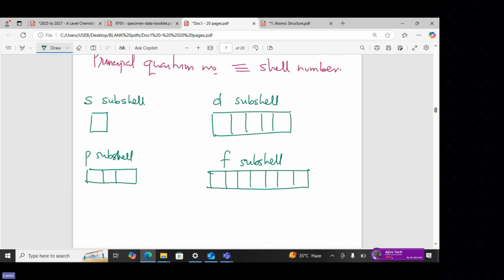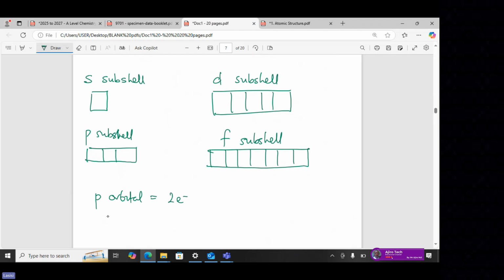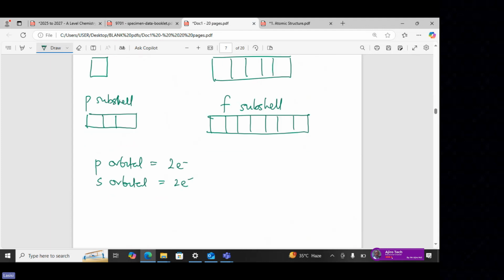So question 1. How many electrons can be contained in a P orbital? 2 electrons. S orbital, 2 electrons. Pay attention, just follow me. D orbital, 2 electrons. F orbital, 2 electrons. Any orbital can contain 2 electrons.